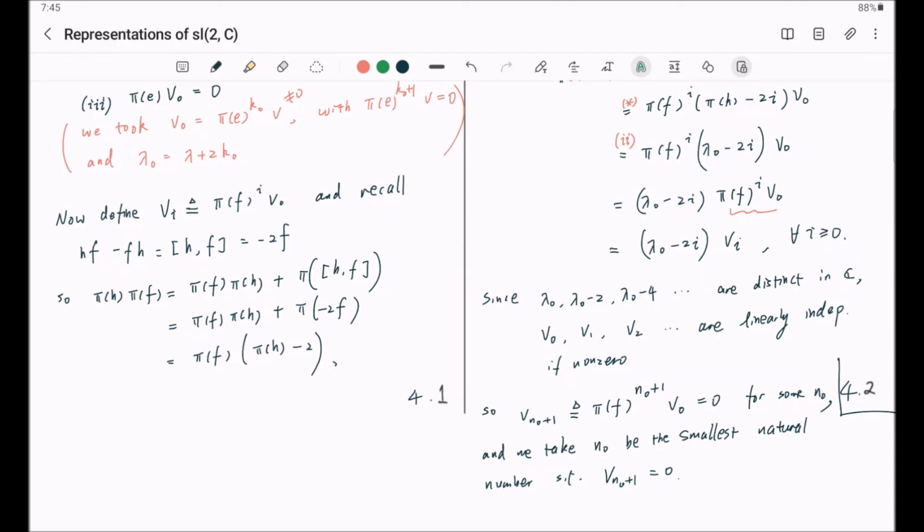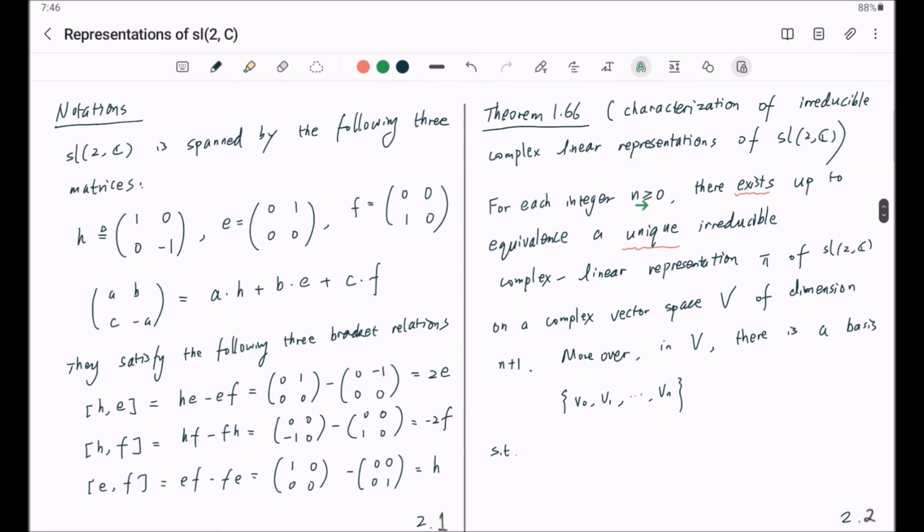We have basically finished the construction part. Next, we're going to verify that v0, v1, v2 all the way through v sub n0 are the vectors we want. And this n0 is precisely equal to this n, where the dimension of the whole space is n plus 1.